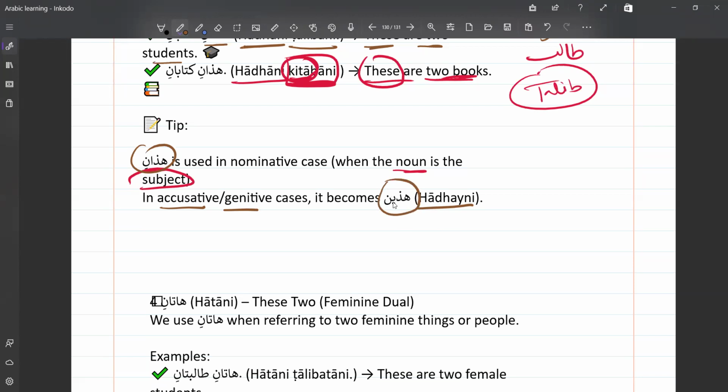When do we use hadaini? When the noun is not the subject, right? Hadani is used to refer to two masculine things, but only when those things are the subject in the sentence. And when they're not, you will use hadaini.